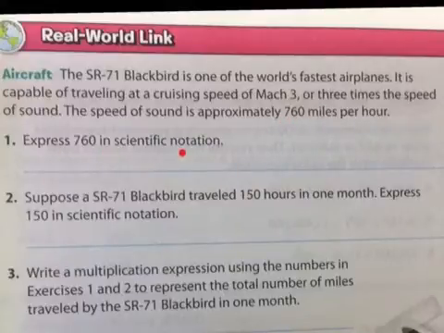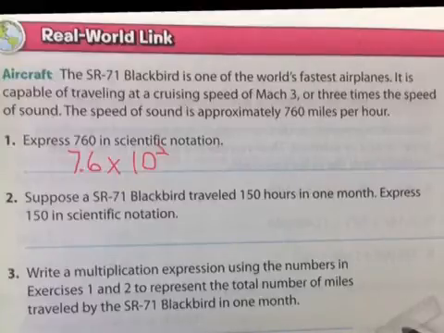Express 760 in scientific notation. Remember that we have to put the 7 in the ones place and then account for the place value with the base of 10. So it would be 7.6 times 10 squared, or 10 to the second power, which is 100. So 7.6 times 100 will move the decimal place over twice to give you 760.